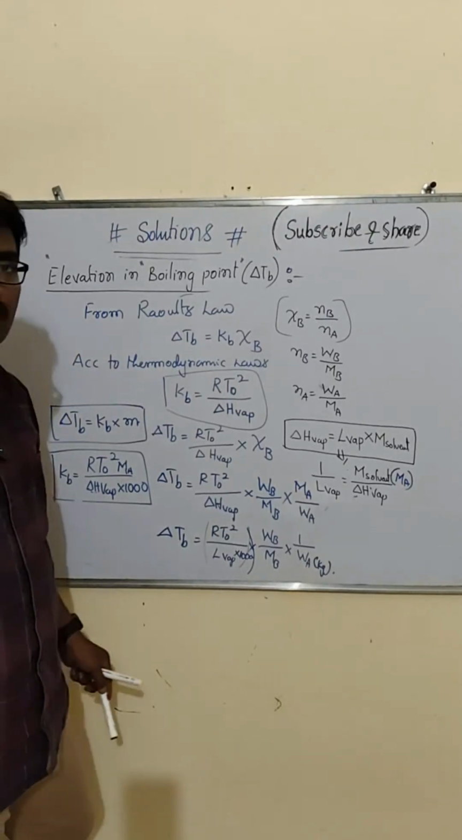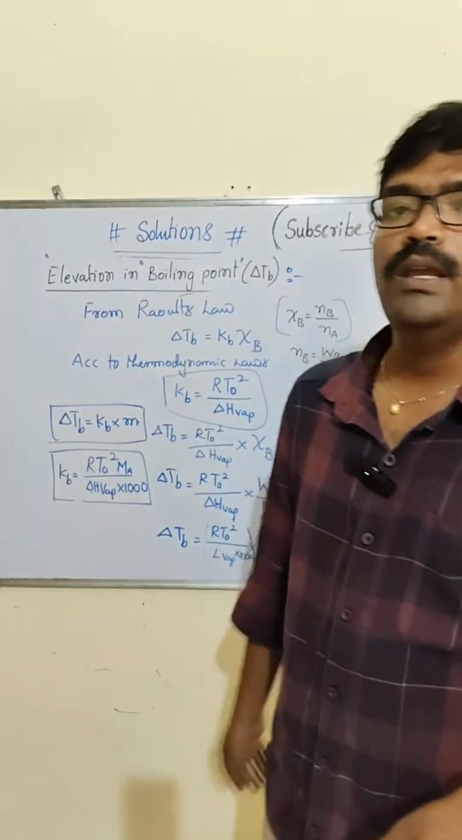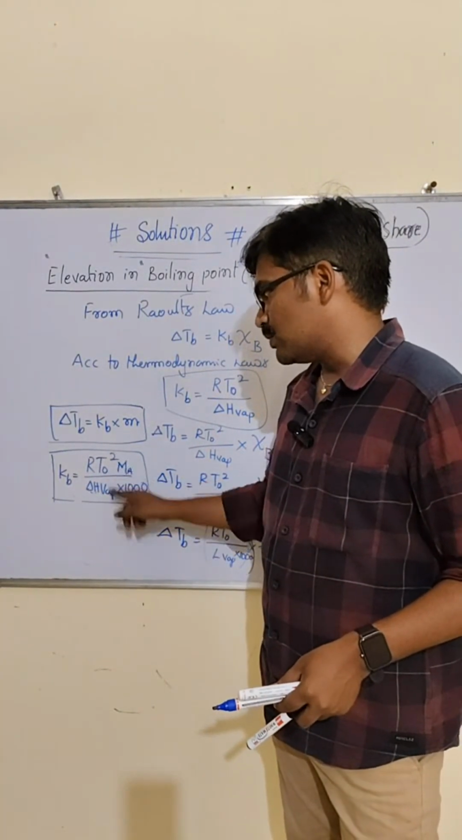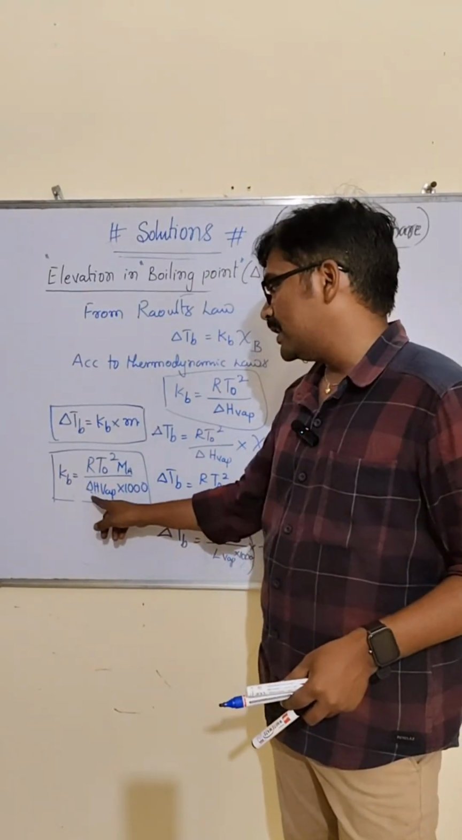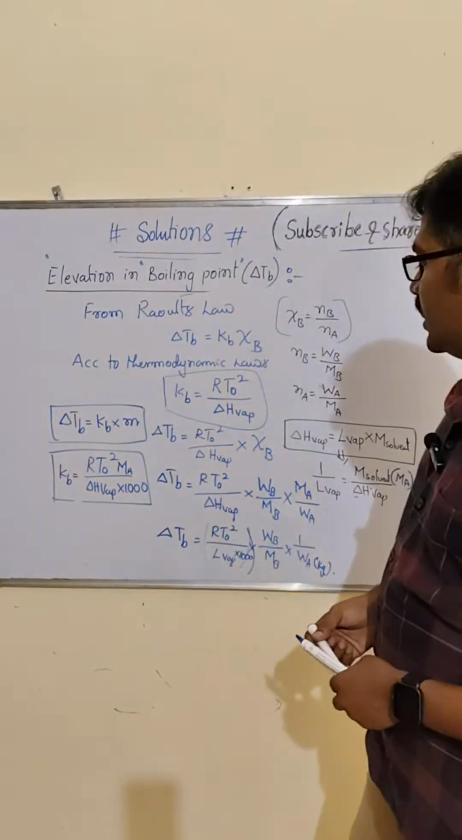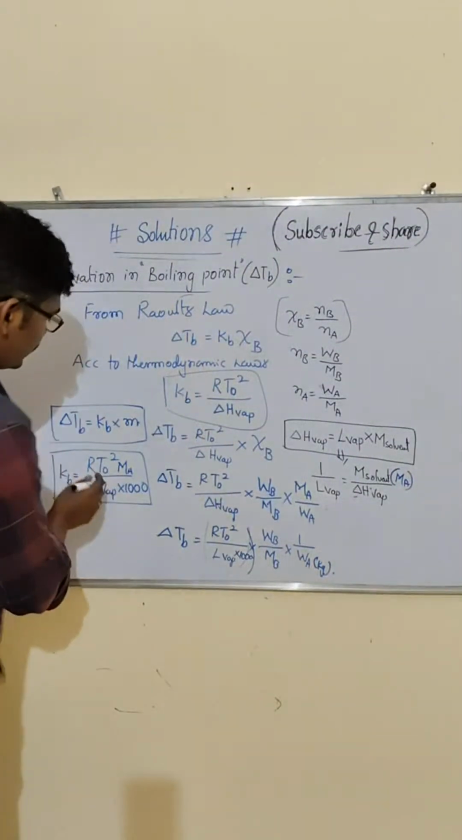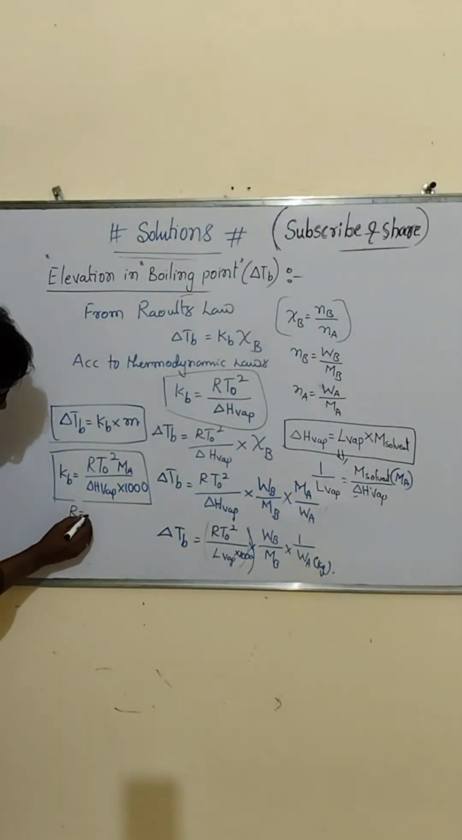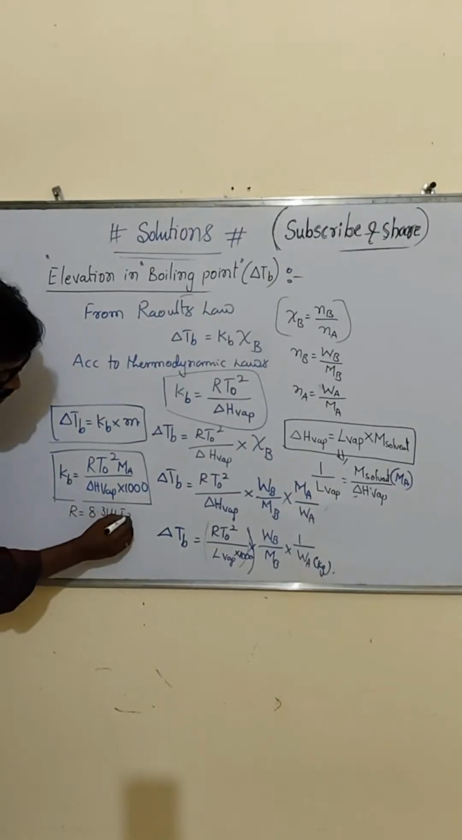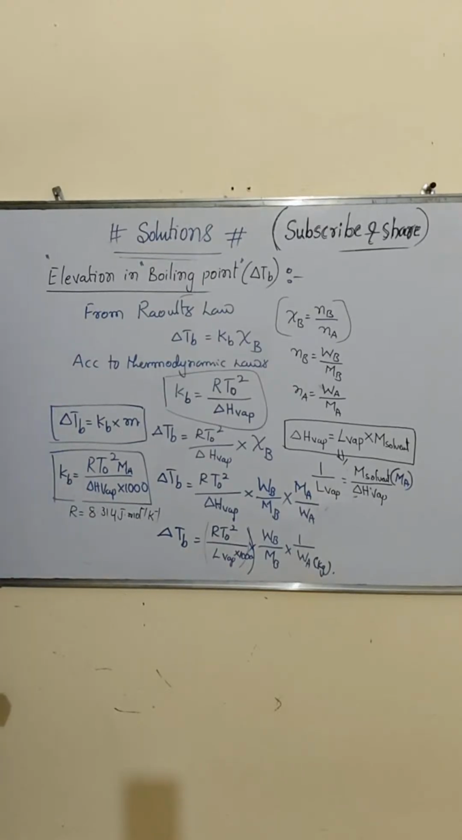KB. What is the formula to calculate KB? KB equals R into T naught square into MA divided by delta H vaporization into 1000. Sir, what is the R in this case? R equals the ideal gas constant. What do we take for the ideal gas constant? 8.314 joules mole inverse Kelvin inverse. Then delta H vaporization.